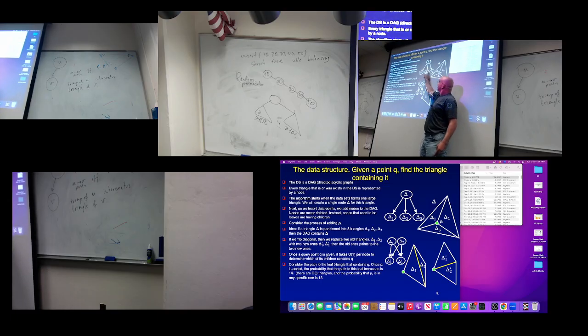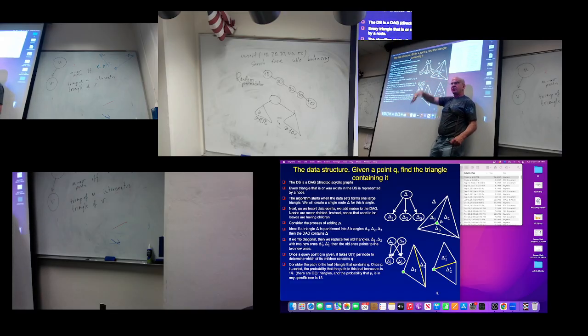And if this node is a leaf, then you're done. If it's not a leaf, it's internal, then check out of the possible children, 2 in this case, or 3 in this case, which one of your children contains Q, and so on. And you're going down the recursion.